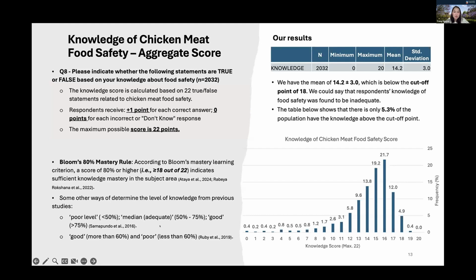This mean is below the cutoff point of 18. And in the right bottom corner here, I've got a graph that illustrated all the scores in our sample. So you can see that most of the respondents are in the range of 14, 15, 16, 17 points. And if we count all the percentages from the 18, which is supposed to be, according to Bloom, sufficient knowledge or good knowledge, it would be only 5.3% for our sample. Next slide, please, Kapil.